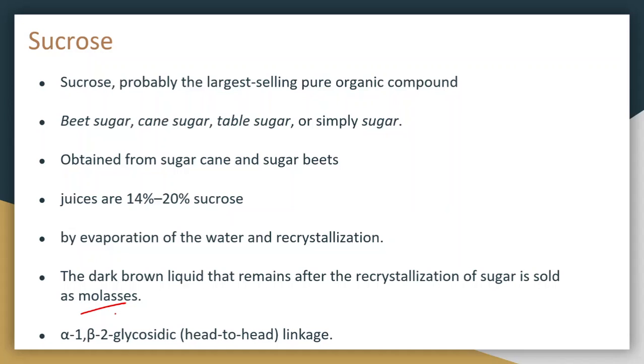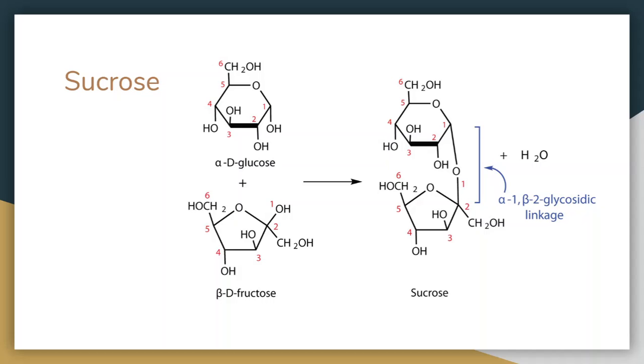In the sucrose, which type of glycosidic linkage is present? Alpha 1 beta 2 glycosidic linkage, head to head linkage. Over here both the anomeric carbons are involved in the glycosidic bond formation. This is anomeric carbon, again this is anomeric carbon, both are involved. So this is actually beta, this is actually alpha. Okay, so alpha 1 beta 2 linkage is formed and one water molecule is removed.